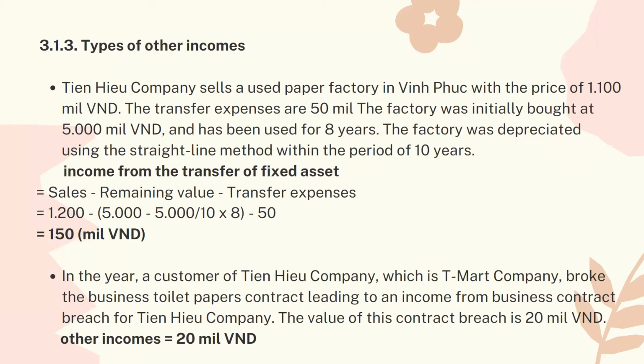Another example is in the year the customer of the company is Mart company, the business toilet paper contract, leading to an income from business contract breach for Tiên Hiếu company. The value is 20 million, and in this case, other income of the company is 20 million Việt Nam đồng.